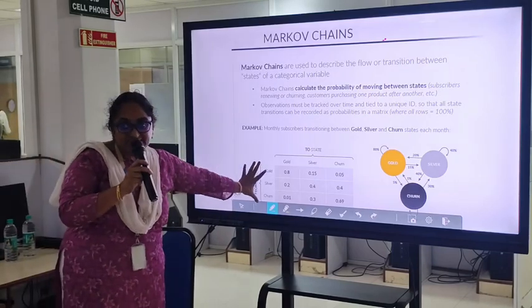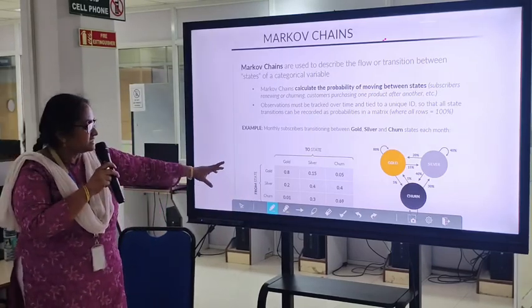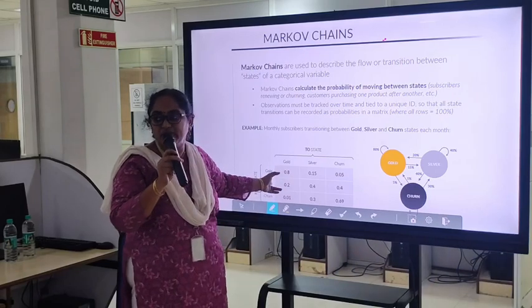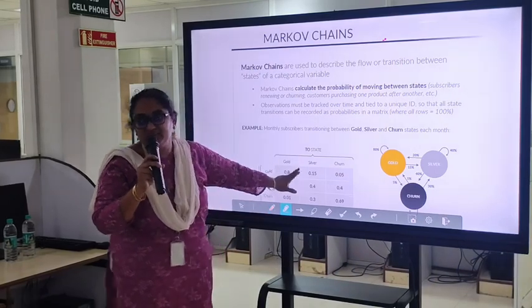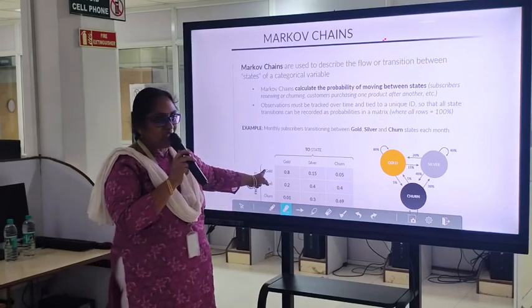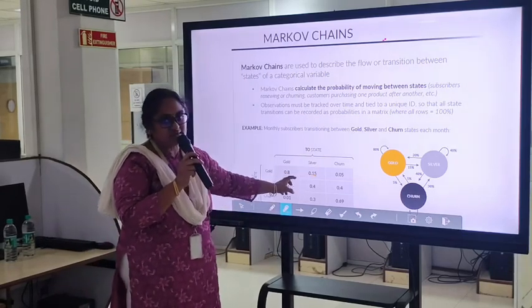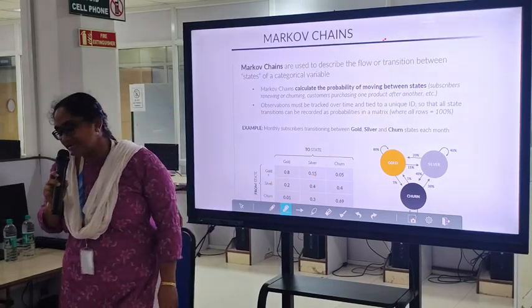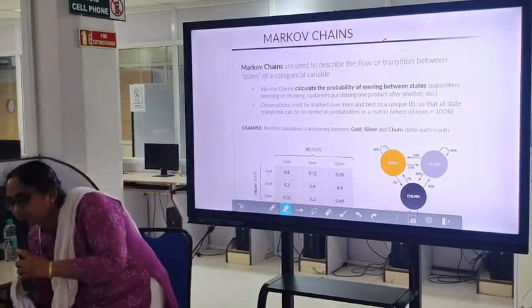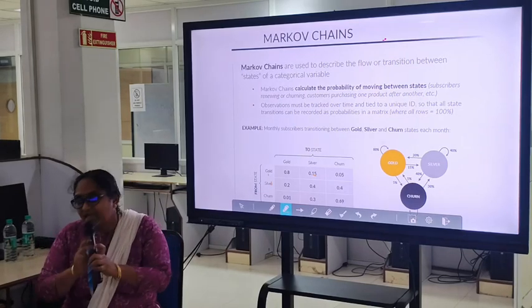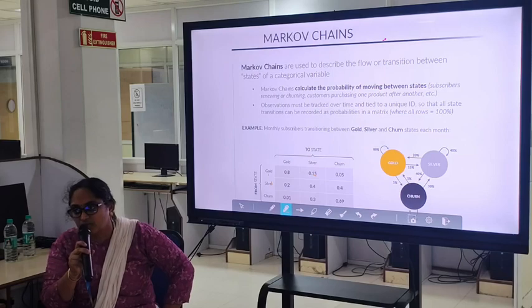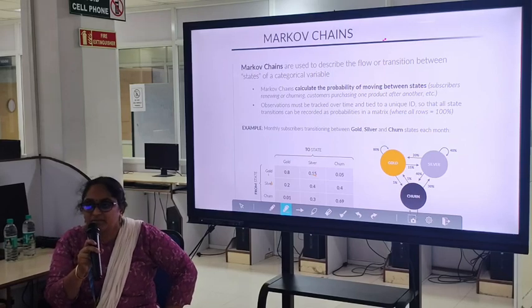So we have already been given this particular matrix. They are saying there is an 80% chance that customers who are in the gold plan will actually renew their gold plan again. The second one means that for customers who are in the gold plan, there is a 15% chance that they are going to change from gold to silver. And the third one is that 5% of the people in gold are likely to churn. That means they are leaving.